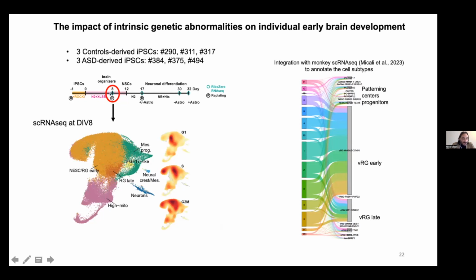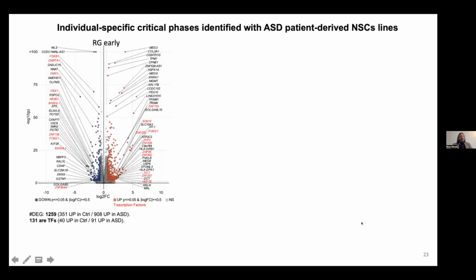And at day in vitro 8, so during this organizer state, we performed single-cell RNA sequencing. We annotated the cells after integration with monkey single-cell RNA sequencing, so we could recognize that the cells in vitro were equivalent of early radial cells. They're sharing features. We found, of course, the pattern center progenitors and also later radial cells. And then we checked them by differential expression analysis.